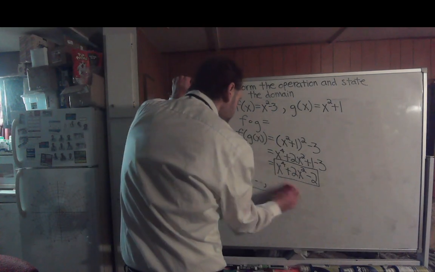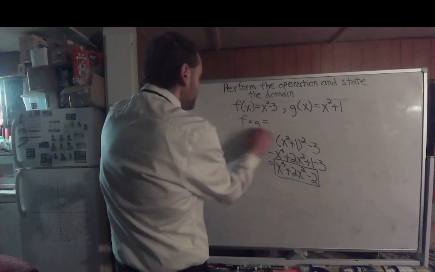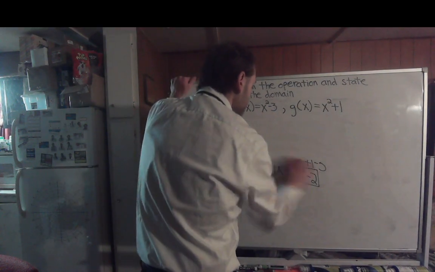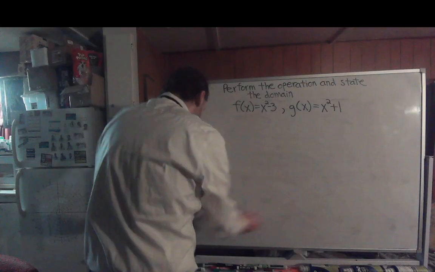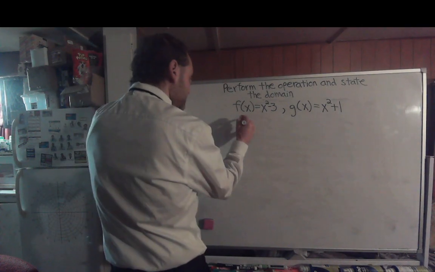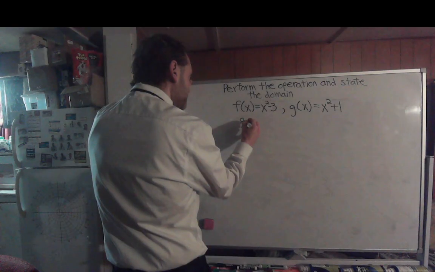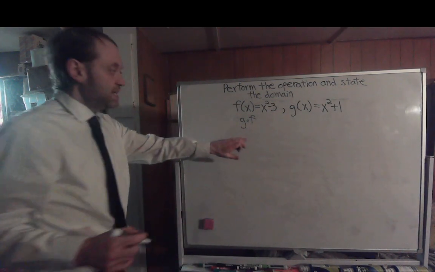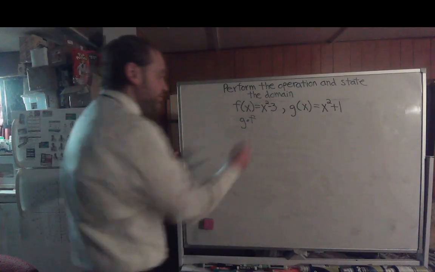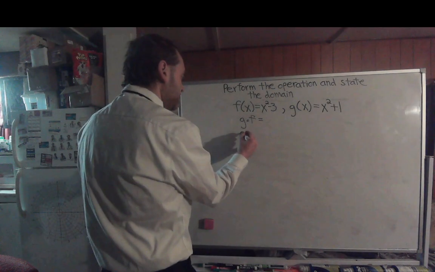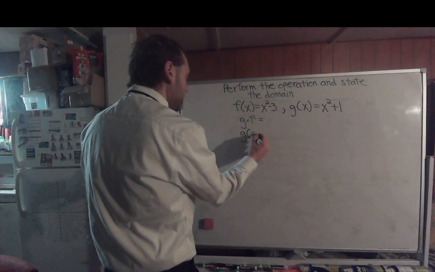Alright. And you guessed it, we're going to reverse this. This time we're going to take g composition f. So we're taking g composition f, which is the same as g of f of x.